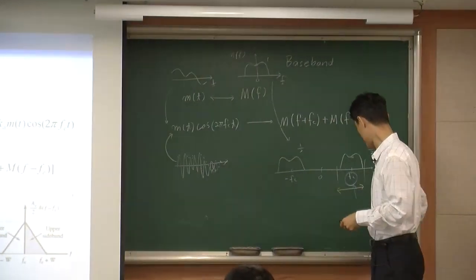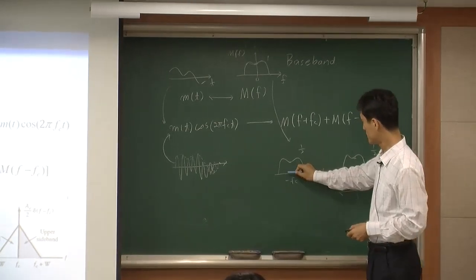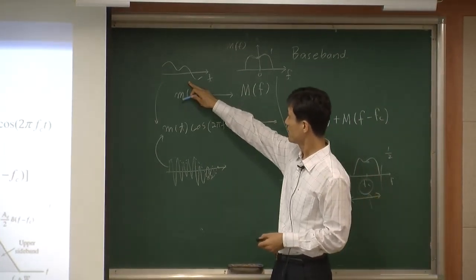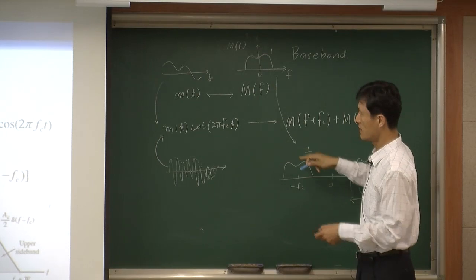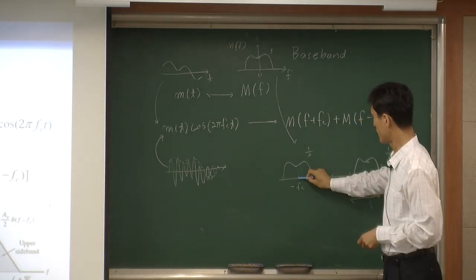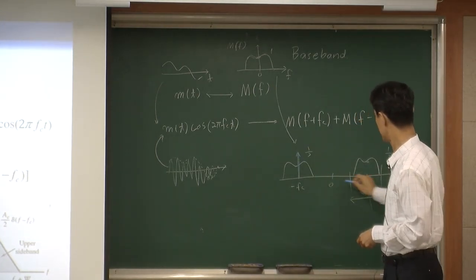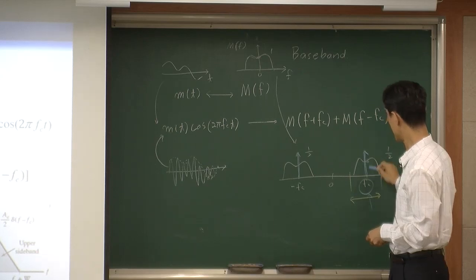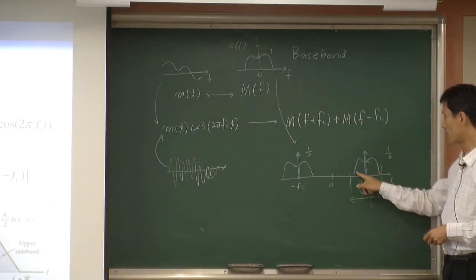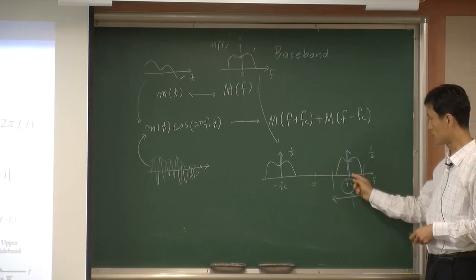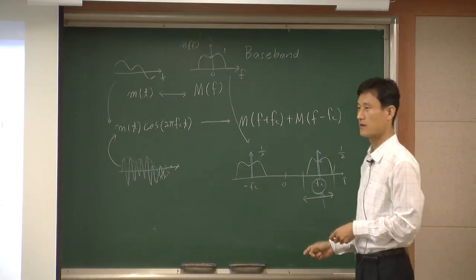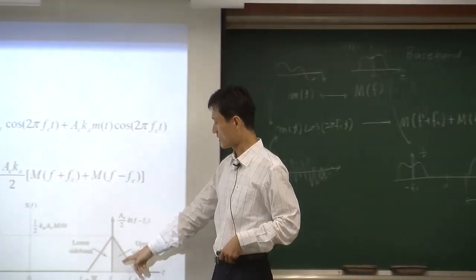Or when I draw this here, if this is m(t), now we get an M(f) like this. And when you do this, we have it like this. So you have your own M(f) plus you have direct delta. And why do we have this direct delta function?